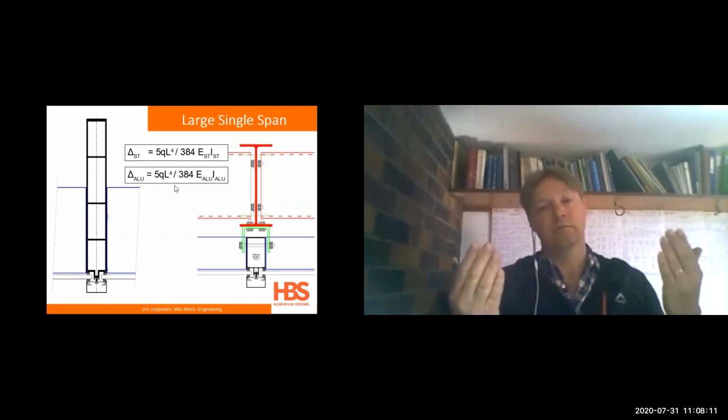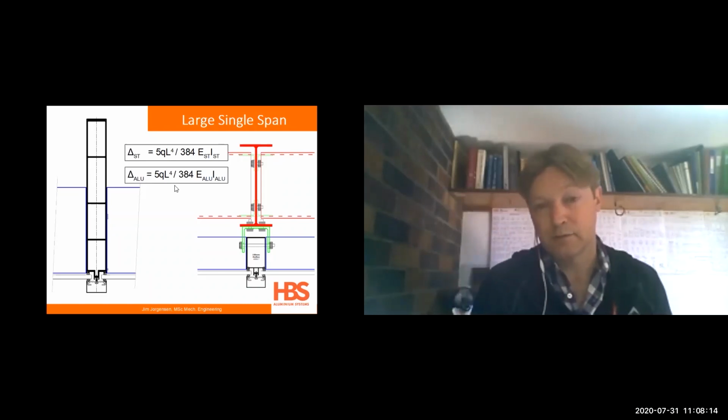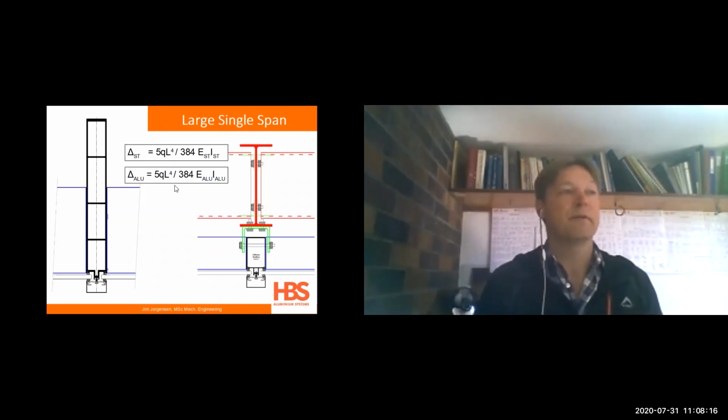Other than that, the equations are identical. And for these two structures to deflect the same and therefore give the same result, the delta that you calculate in each case would have to be the same. So let's look at what EI at the end is really about.